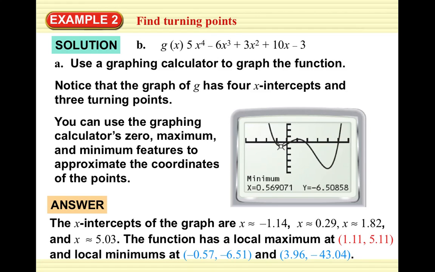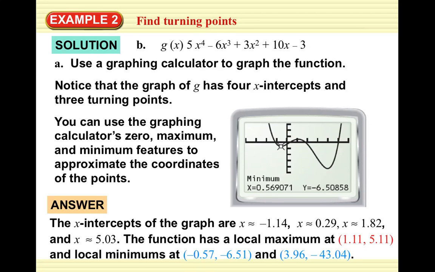So most of the intercepts were positive there. And then the function has a local maximum at (1.11, 5.11). We can see that where it's between the two low values. And then the local minimums, the one on the left is (negative 0.57, negative 6.51). And then the one on the right is at 3.96, so almost positive 4. And notice that the y value is way down there at negative 43.04.